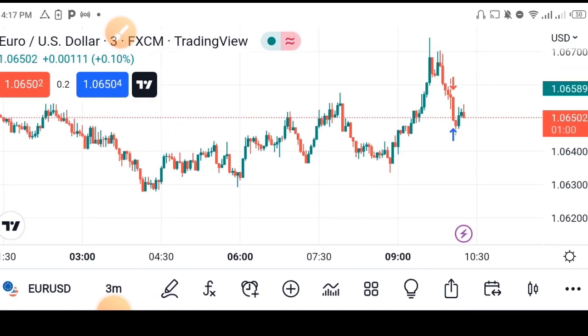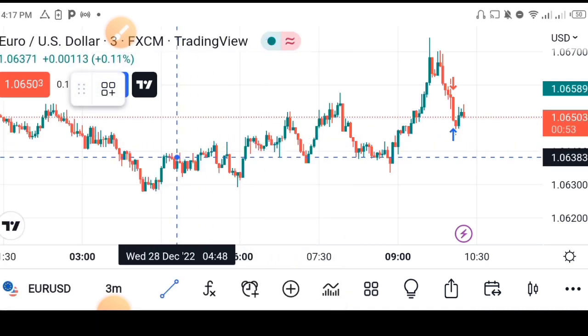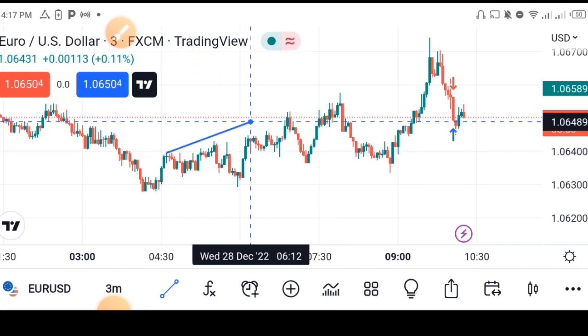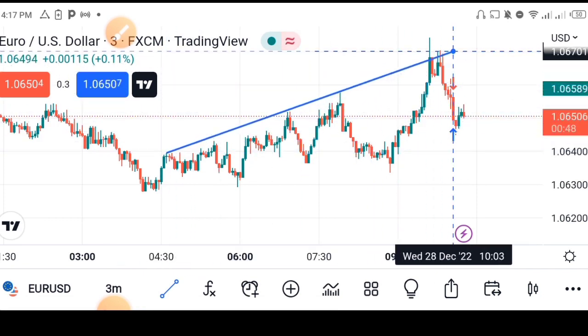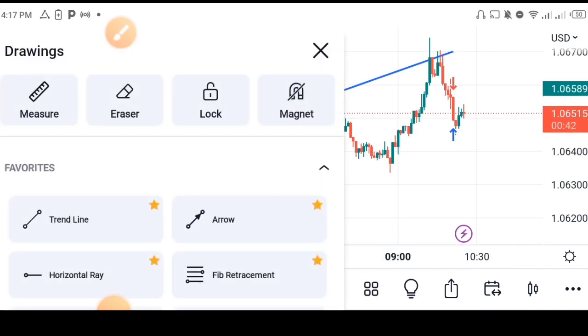Now let me pick my tool. I want to pick my trend line tool for mapping the trend and support and resistance zone. So this is my trend tool. I want to pick it again.